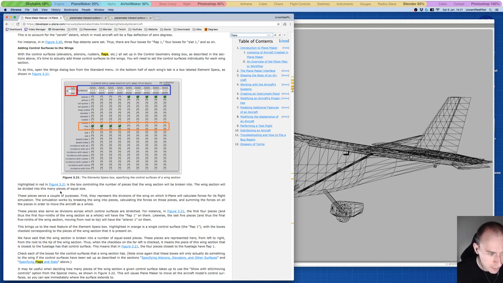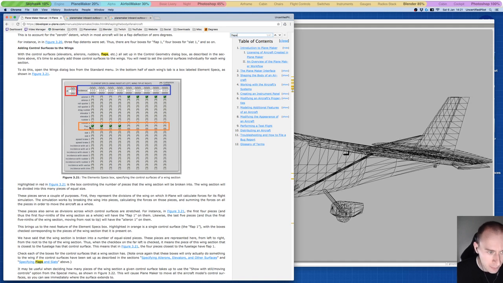Yeah, the wing section will be divided into many pieces of equal size. That's what we did. These pieces serve several purposes. First, they represent the division of the wing, so the simulator can calculate forces. For its simulation, the simulator works by breaking the wing into pieces. These pieces also serve as a division across the wing. For instance, we could take the first 4 pieces, and thus the first 4/9 of the wing section as a whole will have flap 1 on them.